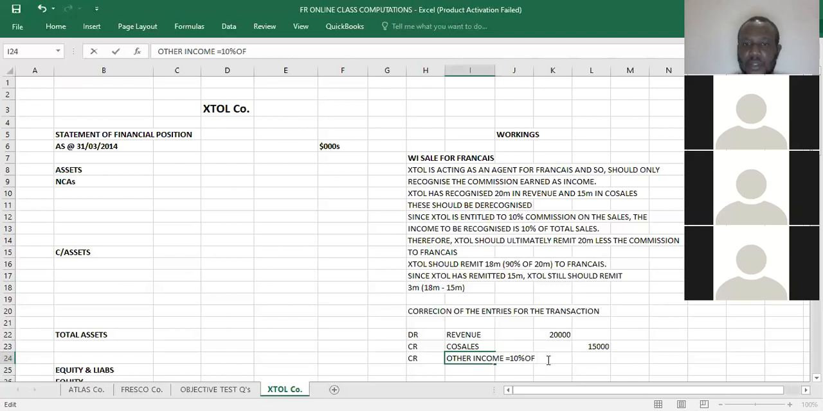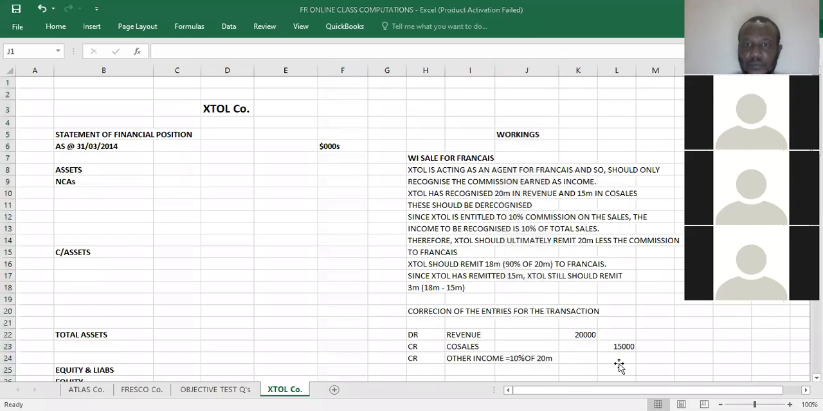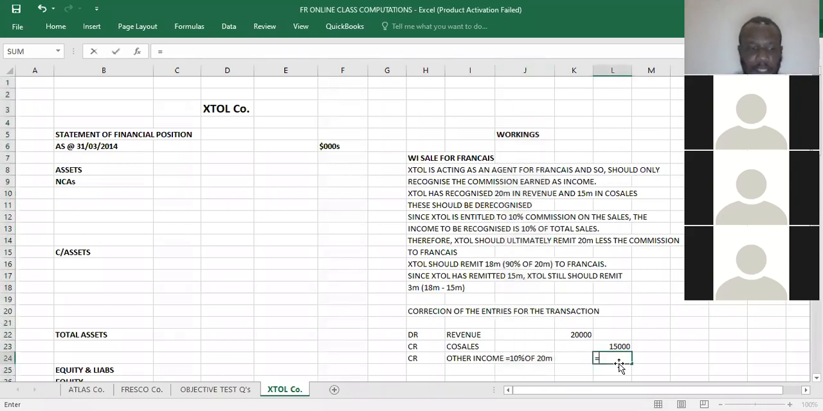Okay, so 10% of revenue, of the sales made, so of 20 million. That's what will be recognized. That's what XTOL has a right to recognize. So that will be equal to 10% multiplied by 20,000.